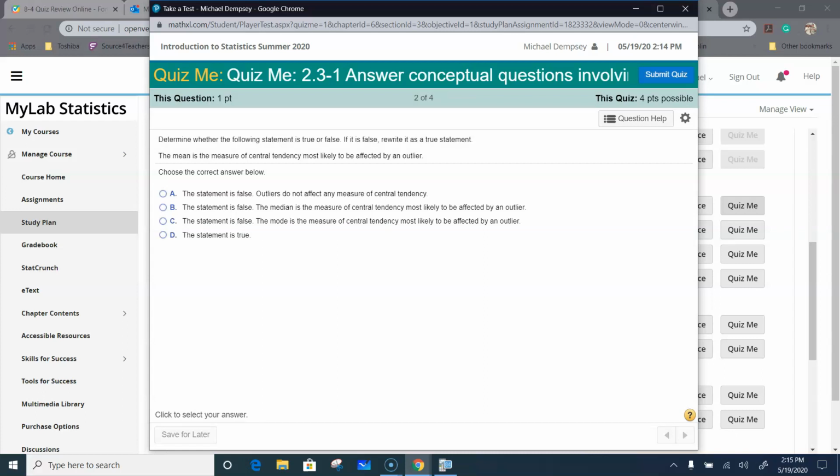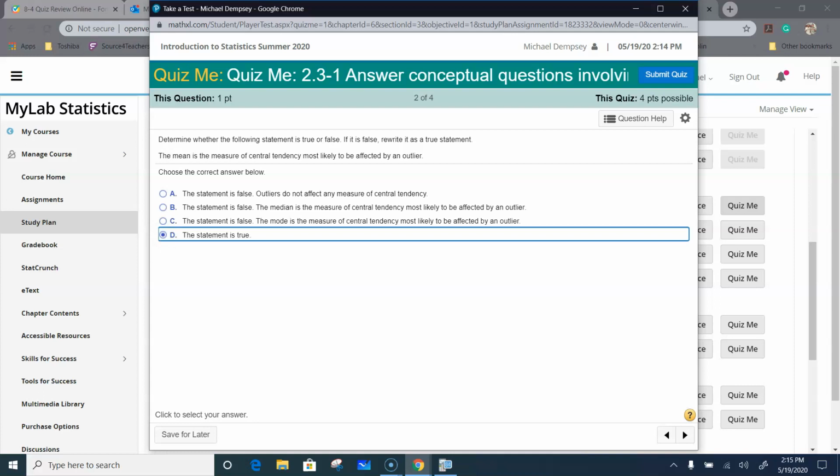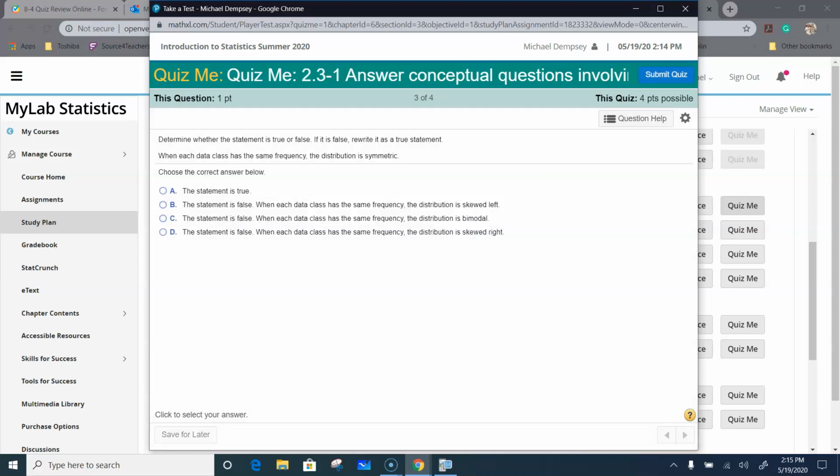The mean is the measure of central tendency most likely affected by an outlier. That is definitely true, right? If we have one really big number, we add that to the total sum, it's going to affect the mean for sure. When the data class has the same frequency, the distribution is symmetric. That's not true. That's called a uniform distribution.